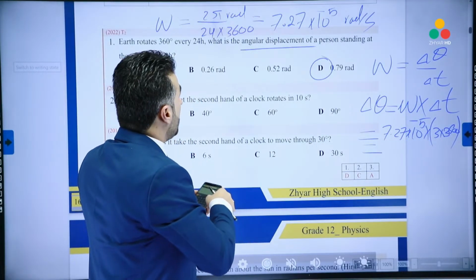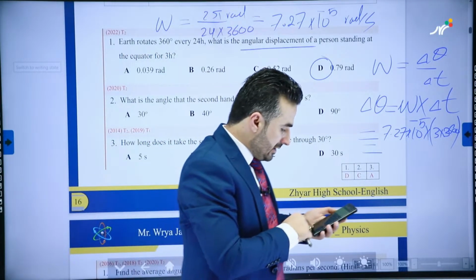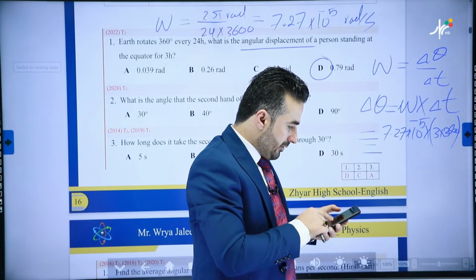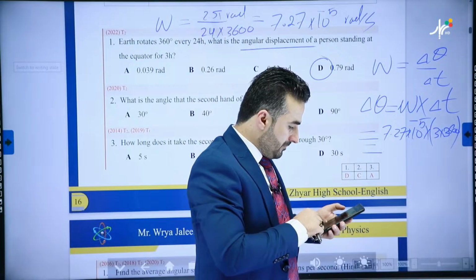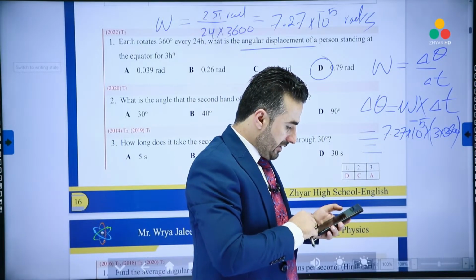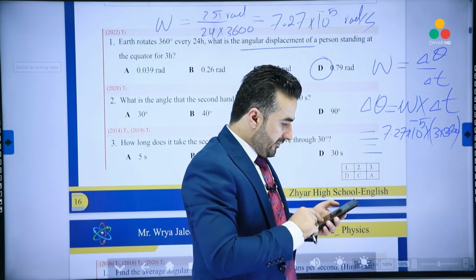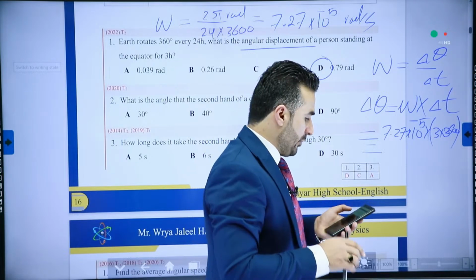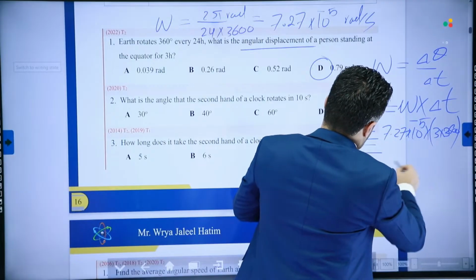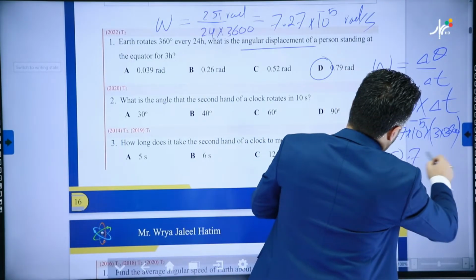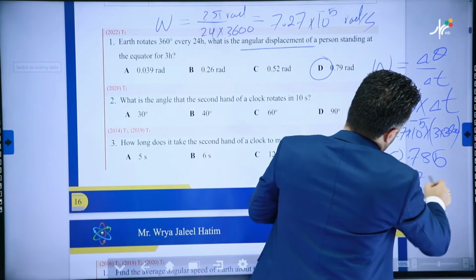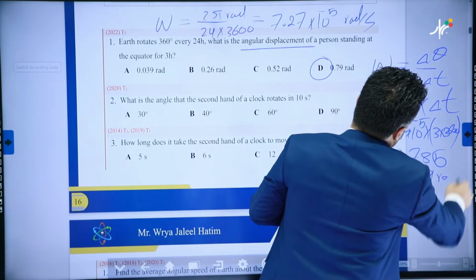Okay, so 7.27 multiplied by 10 to the power negative 5, right? Multiplied by 3, multiplied by 3,600, and of course the answer is going to be 0.785, which by rounding, of course, you will get 0.79, and that is radian.